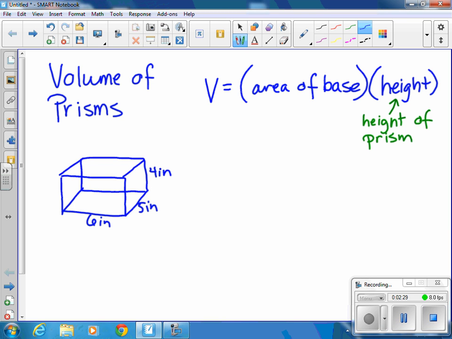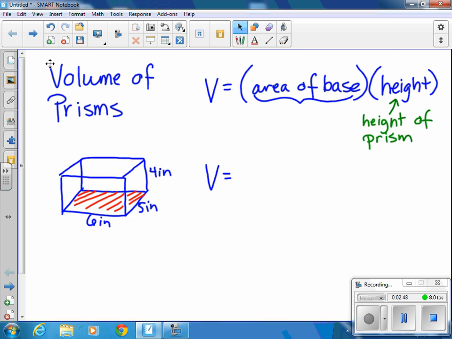But back to my formula to find the volume of this. The area of the base is what I need first. Well, if I look at this area of the base, and I look at my shape over here, my base is clearly a rectangle. This would be my base down here on the bottom. The length and width of my rectangle is length and width here. So that's all I need to find the area of a rectangle: length times width. So I'm going to put LW there.